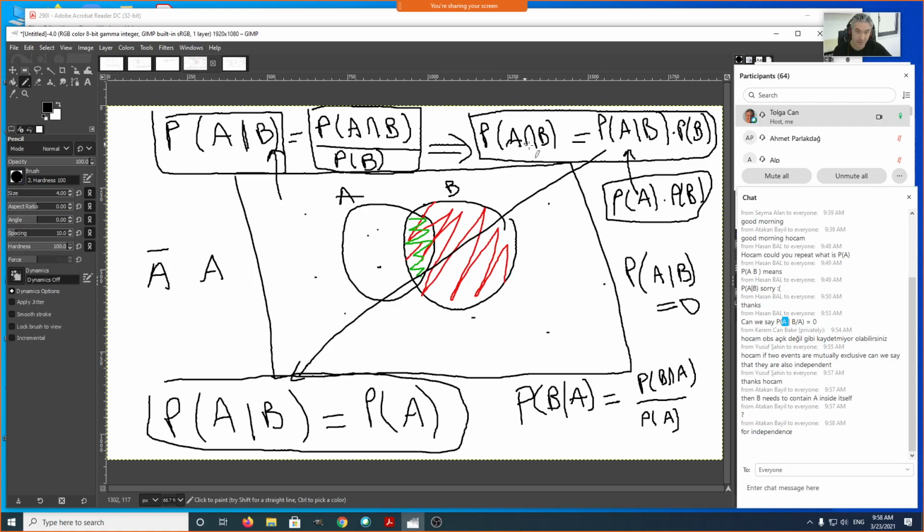We can just write their intersection is equal to P(A) times P(B). Since P(A intersection B) is equal to P(B intersection A), because intersection is commutative, I can write P(A) times P(B) because of this. And the P(A)s cancel each other. What do we have here? If they're conditionally independent, P(B given A) is also equal to P(B). So if A is conditionally independent of B, B is also conditionally independent of A.